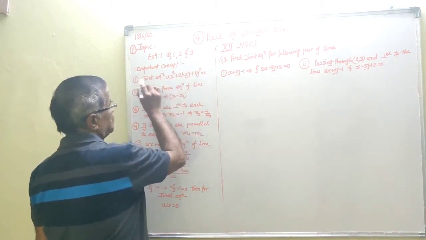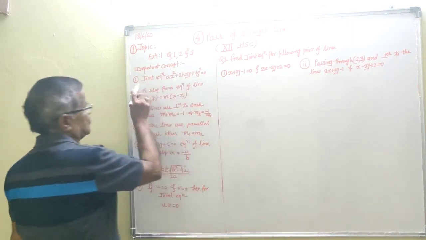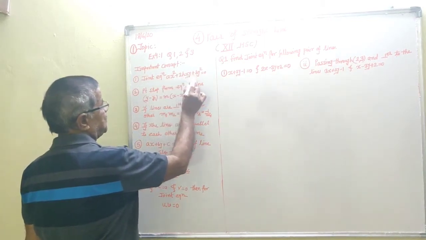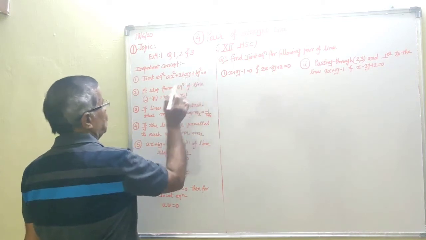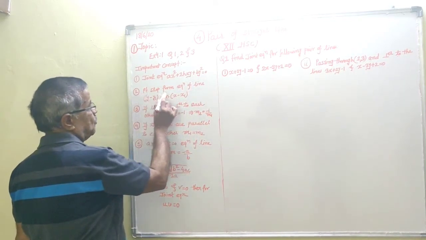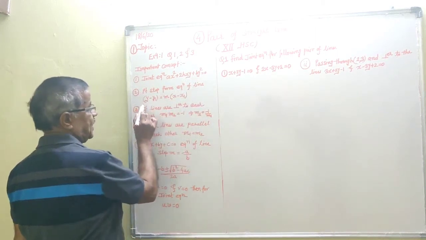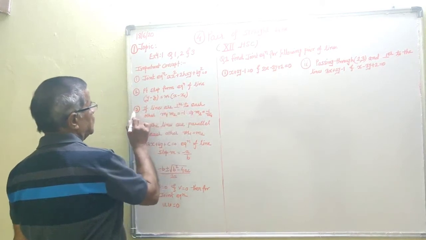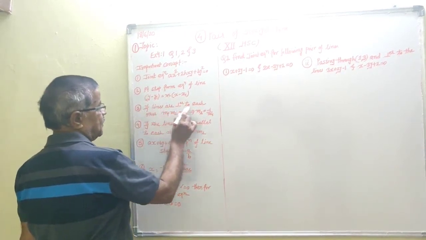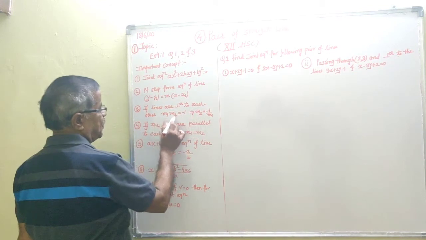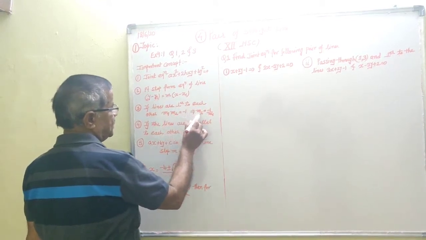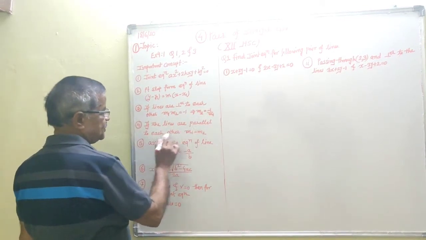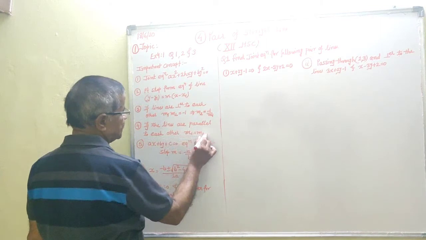The important concepts for this exercise are: first, the joint equation is given by ax square plus 2hxy plus by square is equal to 0. Second, the point-slope form equation of the line is given by y minus y1 is equal to m into x minus x1. Third, if the lines are perpendicular to each other, then m1 into m2 is equal to minus 1, which implies m2 is equal to minus 1 upon m1. If the lines are parallel to each other, then the slopes of the two lines remain the same.